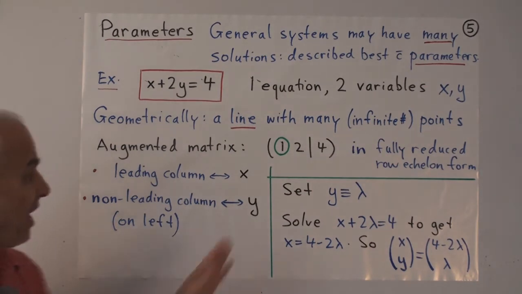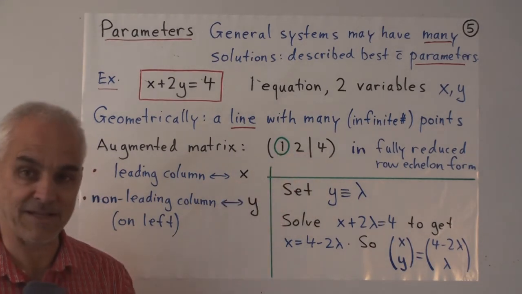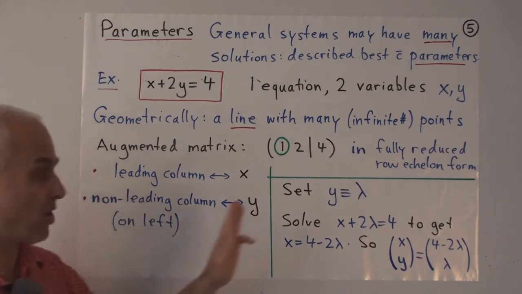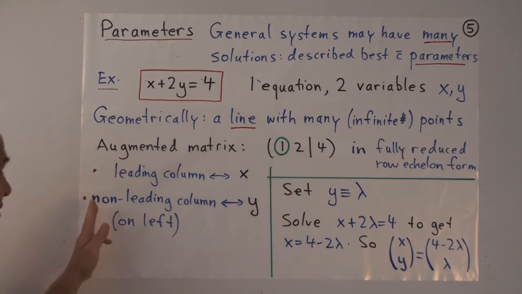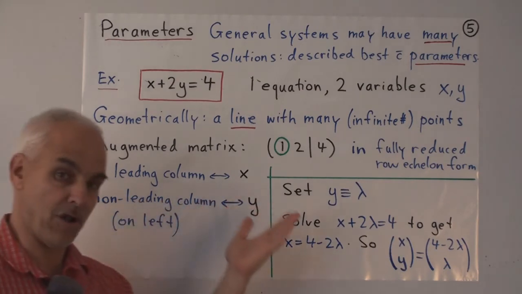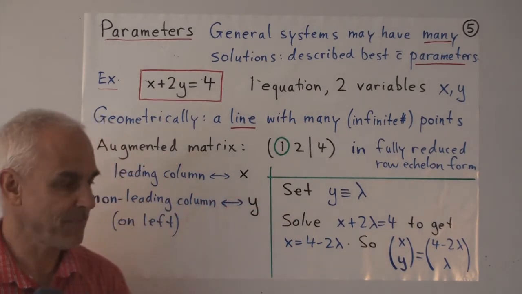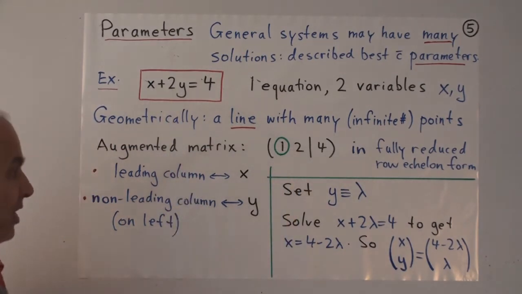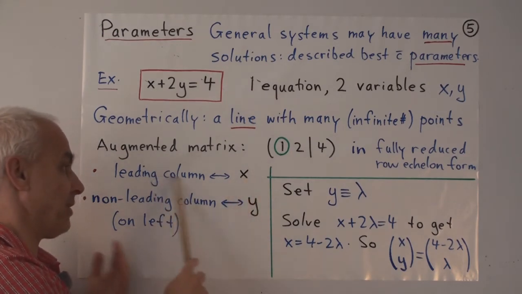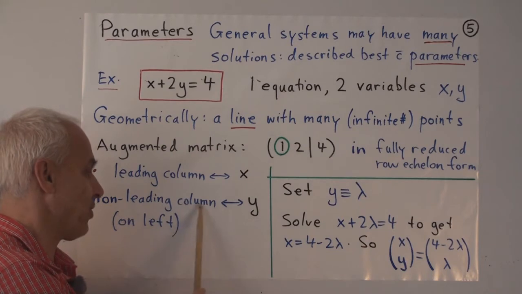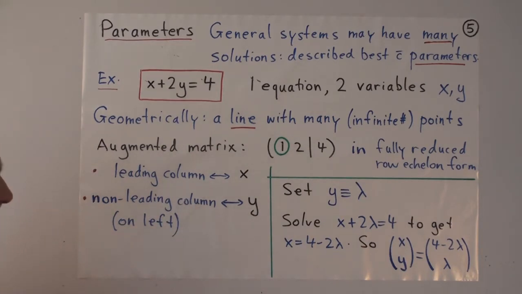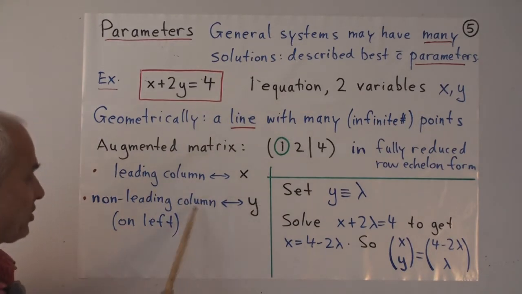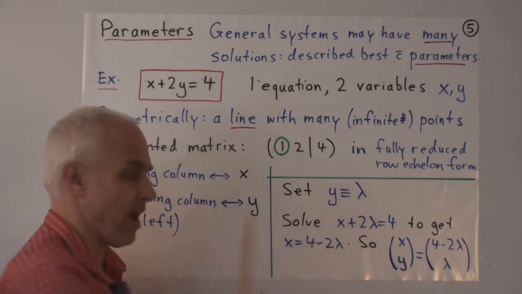Now it's very useful to divide the columns on the left-hand side of this augmented matrix into two different kinds: into leading columns, which are simply columns that contain a leading entry, and non-leading columns, which are columns that don't contain a leading entry. And since each column corresponds to a variable in the original system, we can also divide the variables into those that correspond to leading columns and those that correspond to non-leading columns. And what we're going to do here is set the y, the one that corresponds to a non-leading column, equal to a parameter.